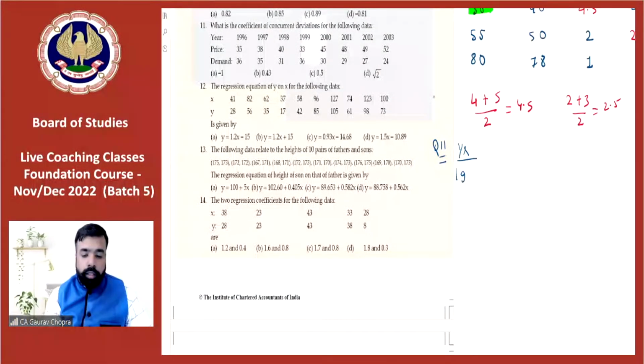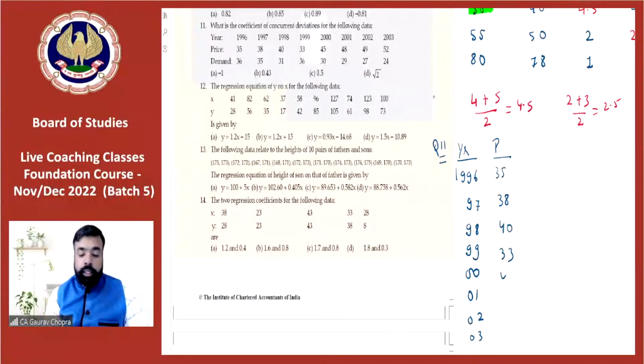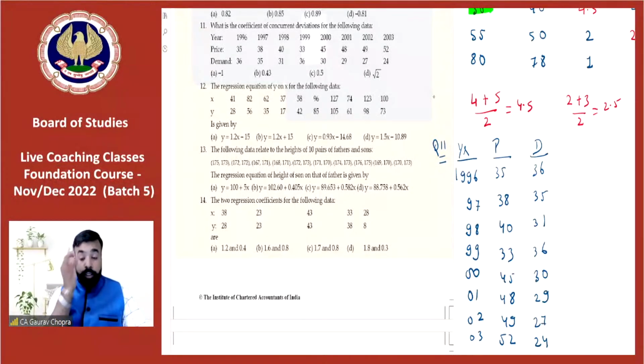Year: 1996, 97, 98, 99, 2000, 1, 2, and then 3. This is year. Then price. Price is 35, 38, 40, 33, 45, 48, 49, and then 52. And then demand: 36, 35, 31, 36, 30, 29, 27, and 24. This is price and demand.